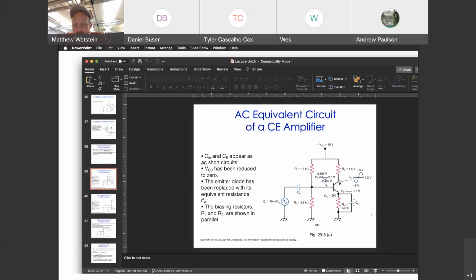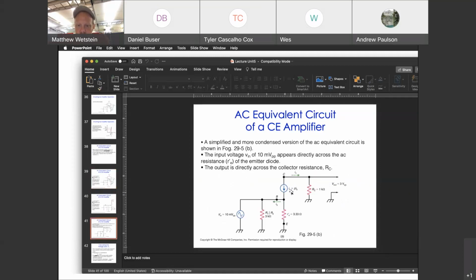Now, the way to draw out a transistor in its simplified form is basically to have a current source where the current going through this path is equal to the base current times beta, and then that current is being driven across this resistor.